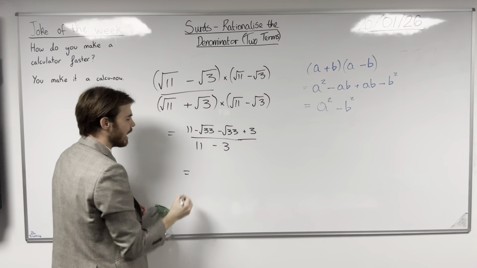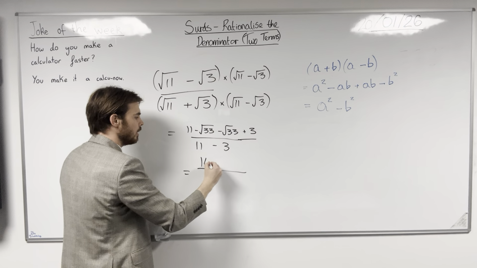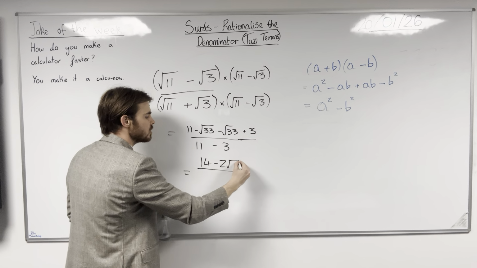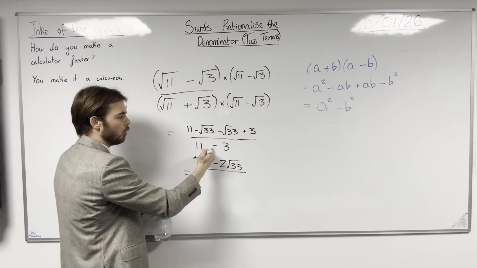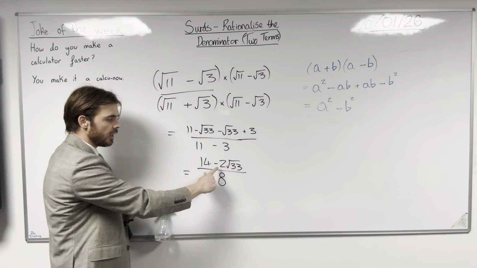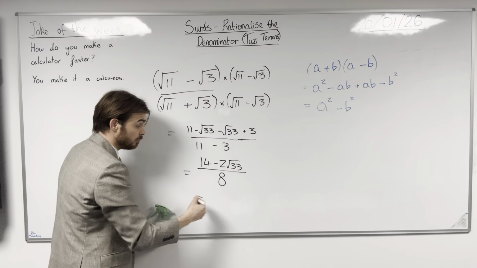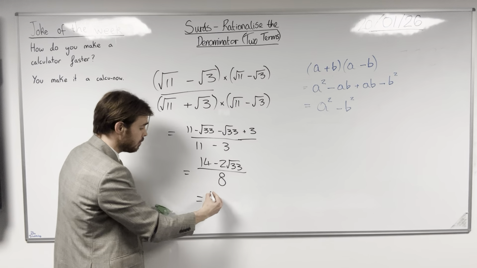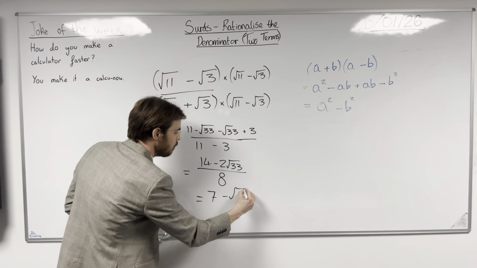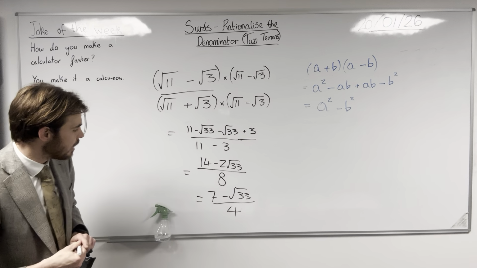Right, let's neaten that up. On the top, that is 14. And then take away 2 lots of root 33. And then on the denominator, that is an 8. All of these things can be divided by 2. So we can simplify that to become 7, take away root 33 over 4. And we are now finished.